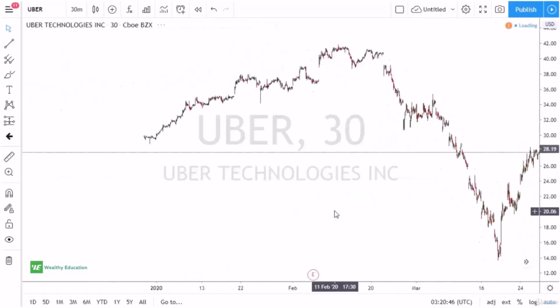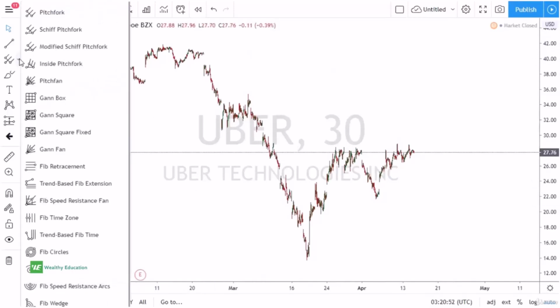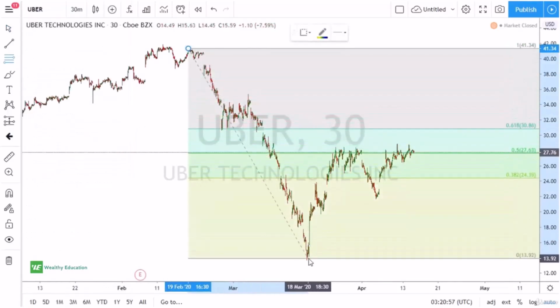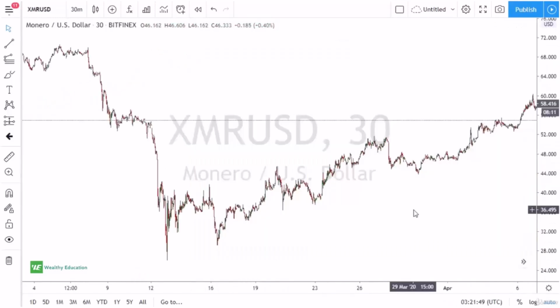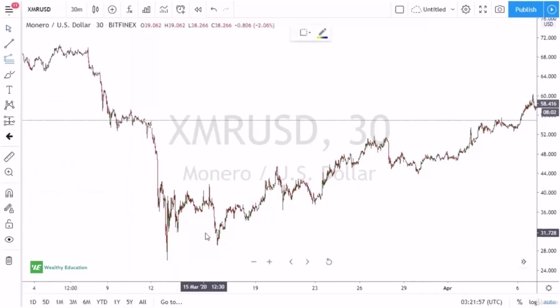And even a big hot mess like Uber, which has been all over the place, you can start to see some semblance of pattern here. You can see right around the 50% Fibonacci retracement level of this big move lower, we did, in fact, see some resistance. Fibonacci is also used for the extension tool, and it's in the same menu. You just choose trend-based fib extension.